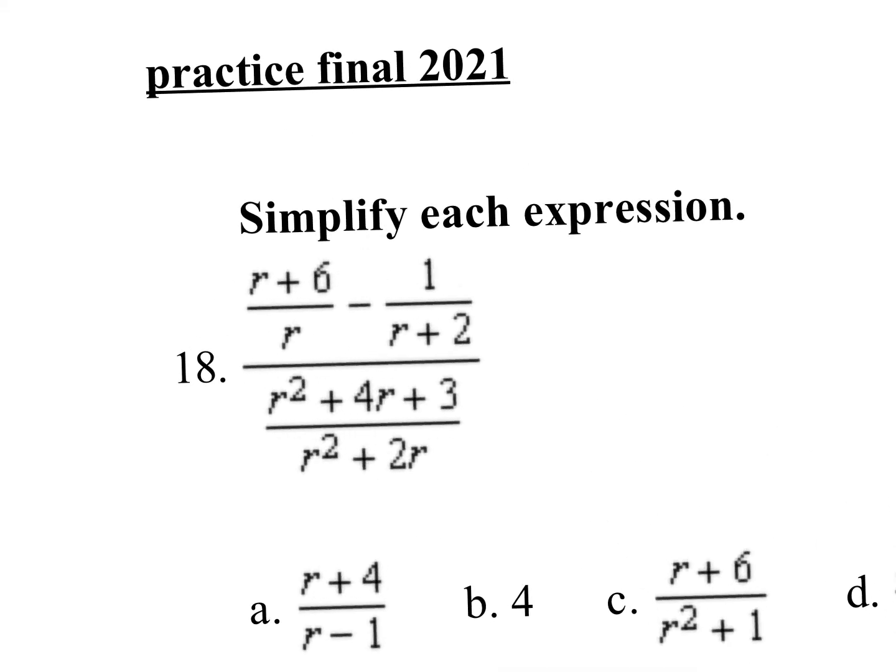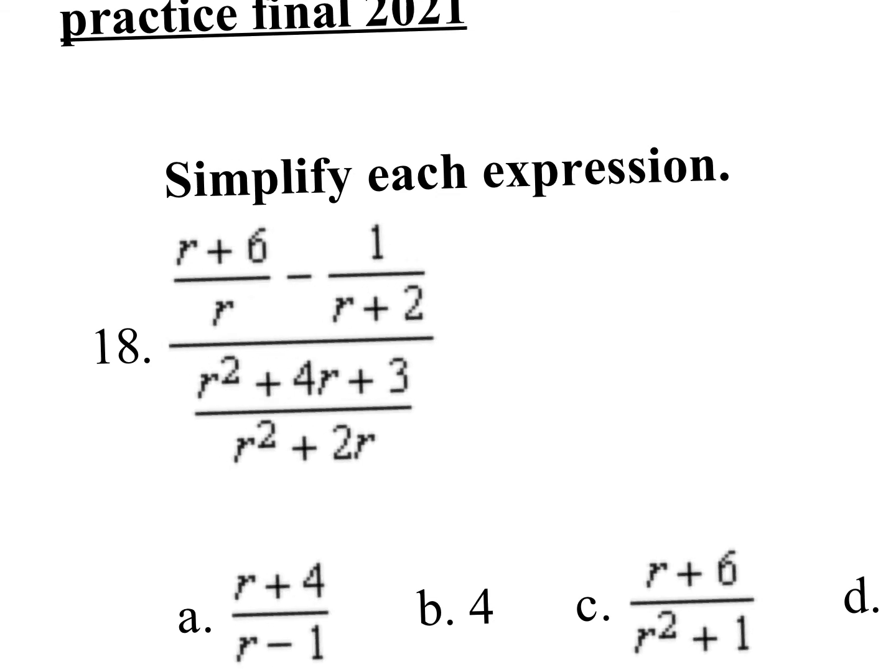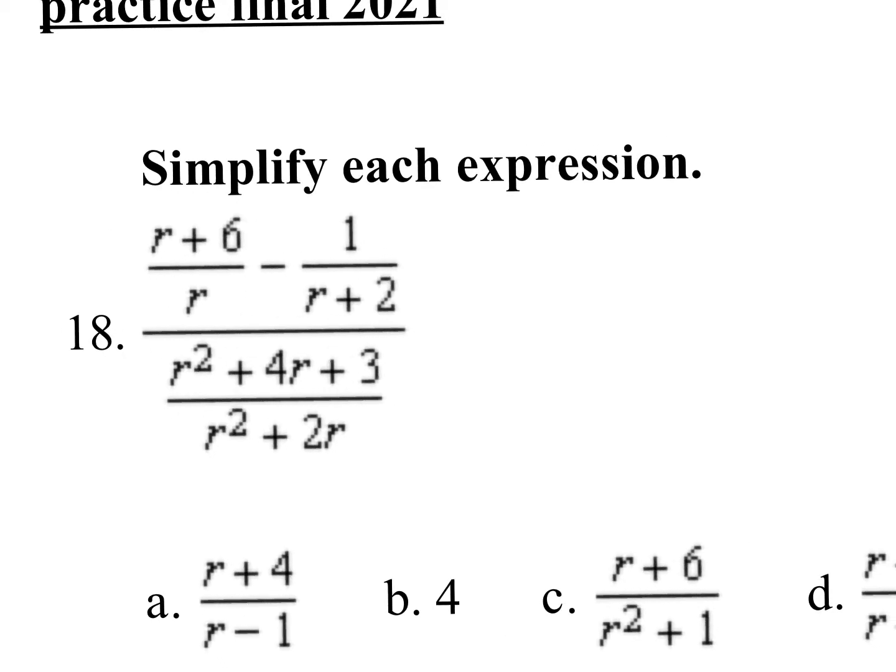All right, we're moving on to page 4 of the practice final. Let's keep it going here. Number 18, simplify each expression. All right, so what we have here is a problem as the numerator, right? We have a fraction, take away a fraction as the numerator, and we have another fraction in the denominator. So we have a complex rational expression here. Let's begin by simply working on the top.